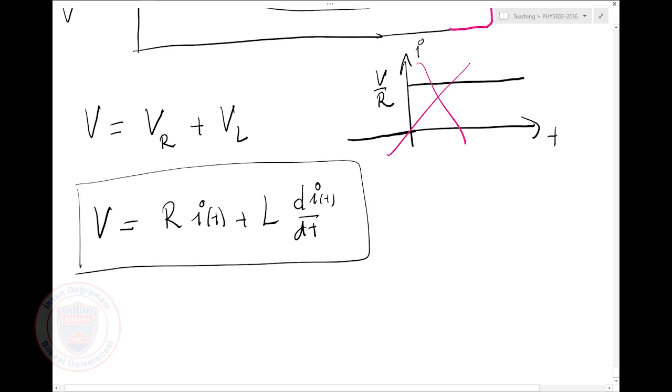Now I would like to solve this equation, but what is my boundary condition at the start, at time t equals 0? Is there any current in the circuit? There is no current in the circuit. I have not even closed the switch yet. It's going to be 0.